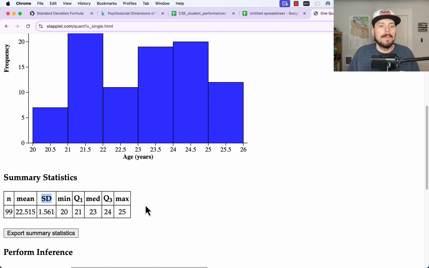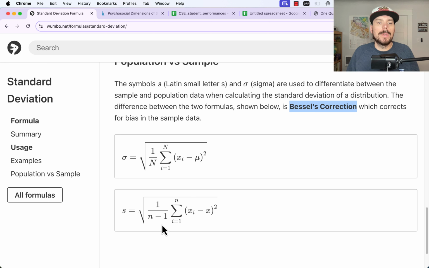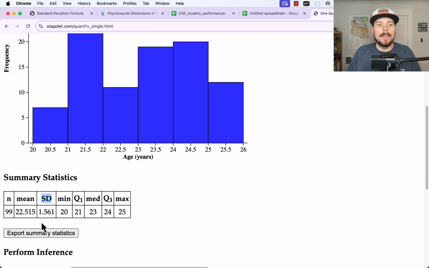That for Stapplet is not specified as a population or sample, we're going to assume that it's using the sample formula because that's really what we most commonly are analyzing, our sample data sets. With Stapplet, that's the only thing we're going to be able to find is the sample standard deviation.